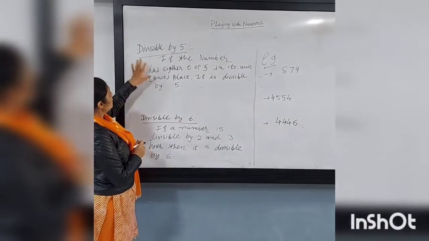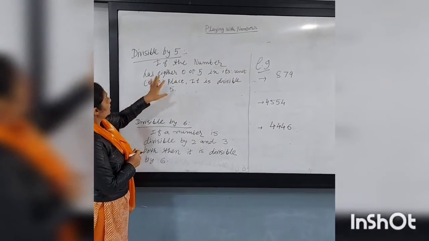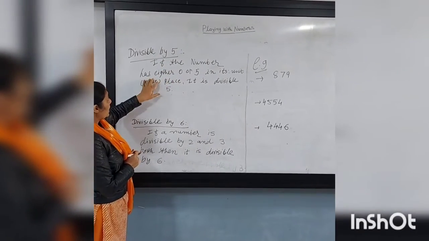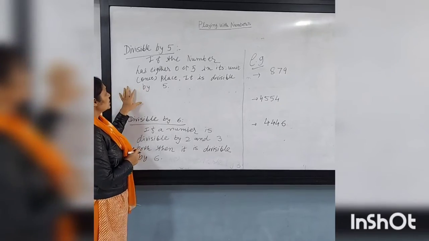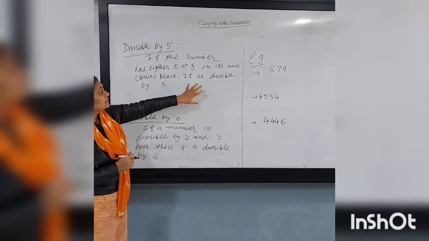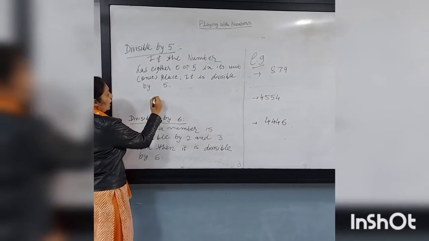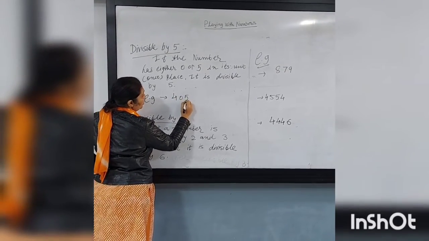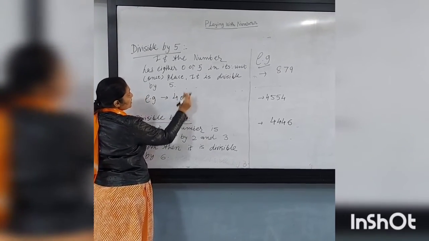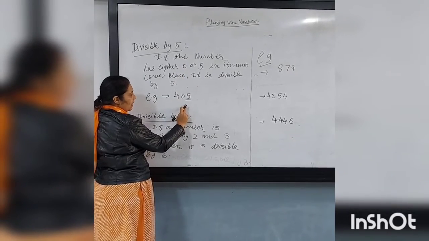Now, divisible by 5. If the number has either 0 or 5 in its units, meaning ones place, then it's divisible by 5. As for the example, we are taking 405. So, 5 in your unit place. So, this number is divisible by 5.